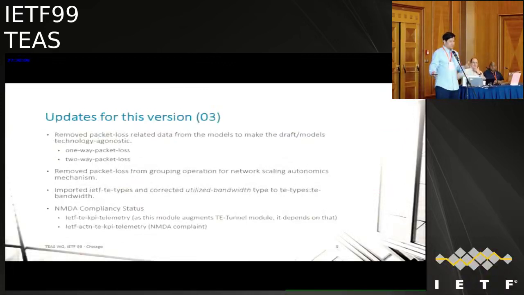Okay, yeah. The last comment was about packet loss. It's technology specific, so we took it out. So now this is a completely technology agnostic model from the customer standpoint. This is NMDA compliant for the ACTN parts, but the T KPI telemetry still depends on the T tunnel model, so we still need to work on changes in the T tunnel model to be completely NMDA compliant.